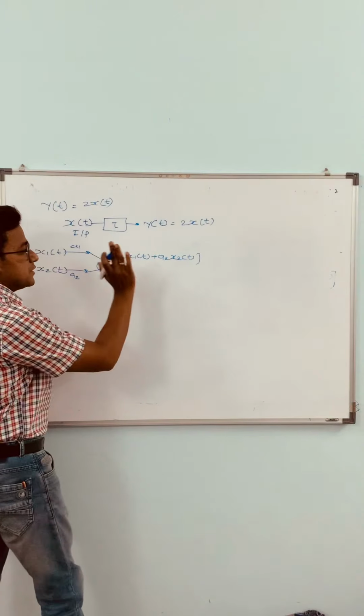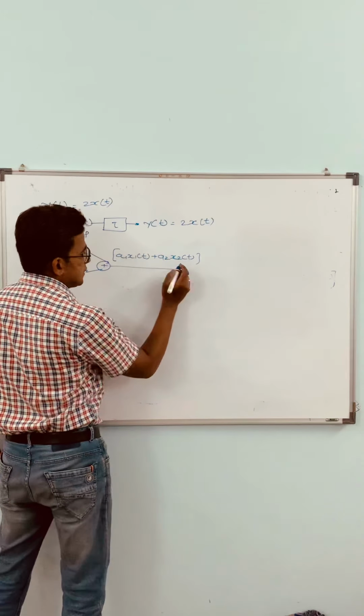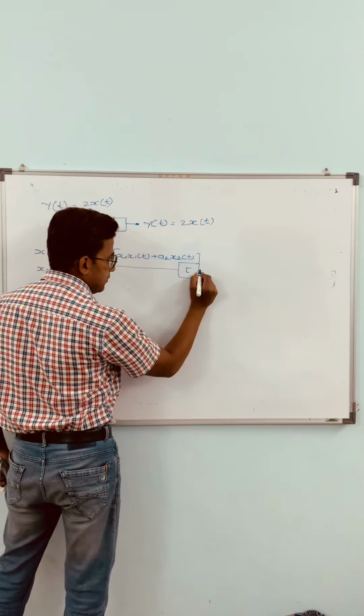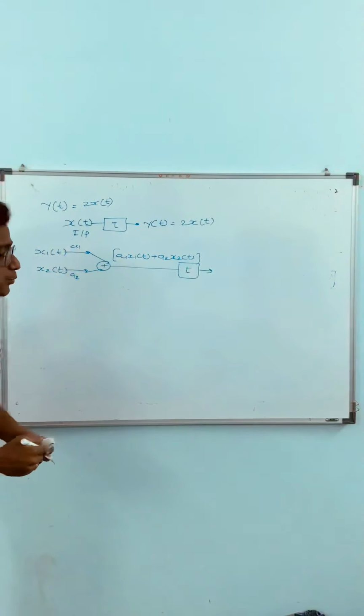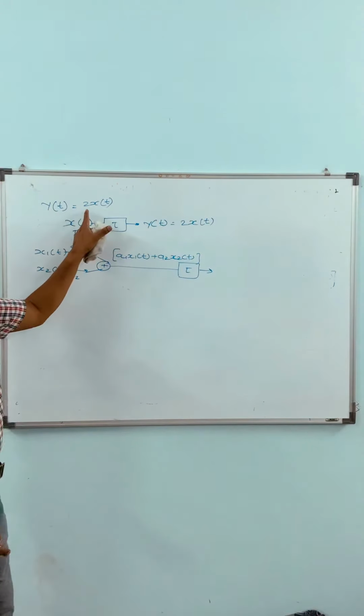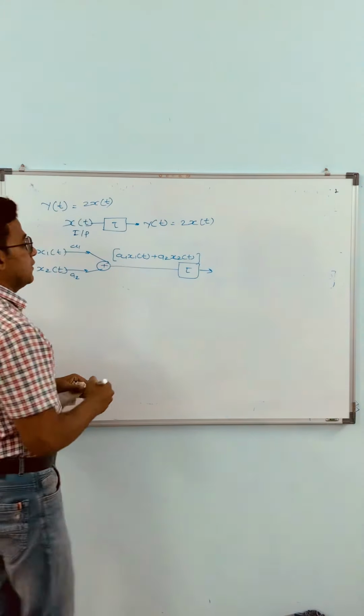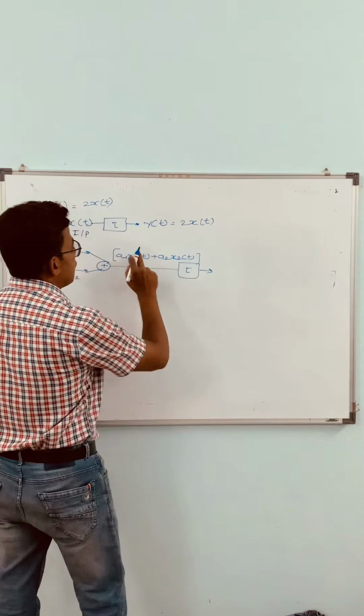Up to this step there is no output creation. Now this function is going to the system, and the output will be created. When the output is going to be created, you have to observe the given signal. X of t becomes 2x of t. So here x of t becomes 2x of t.